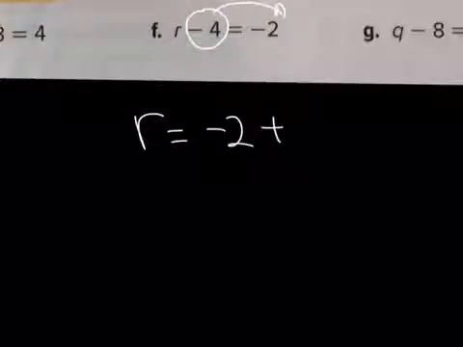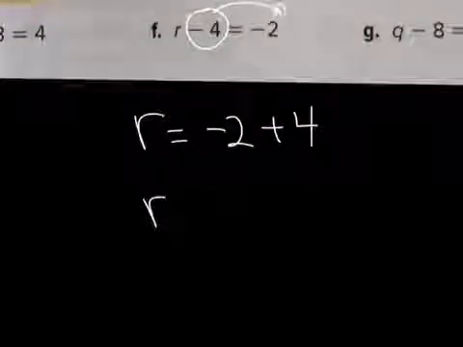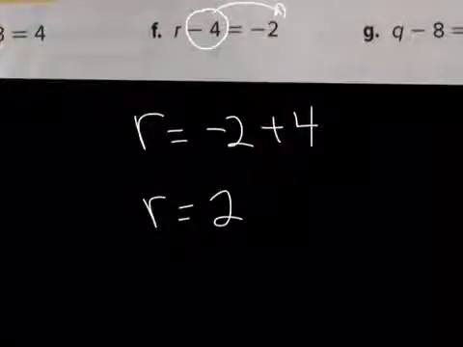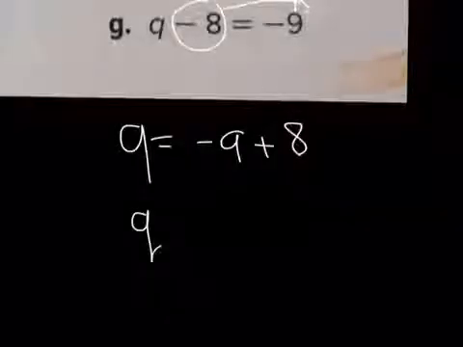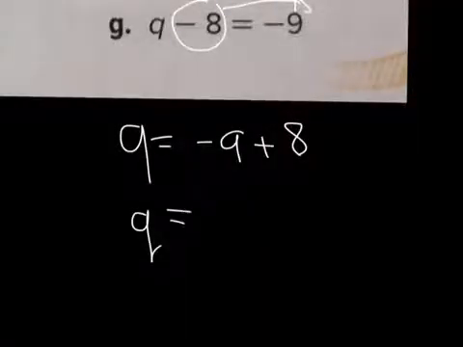Okay, let's try r. Remember, I'm going to go right ahead and isolate the variable. So I have r equals, it's minus 4 on this side, so it's going to be plus 4 on the other side. Negative 2 plus 4 is 2. There we go. And q. I isolate q by itself. So I'm going to take this minus 8 and bring it over to the other side, so it's going to become plus 8 now. So now I have negative 9 plus 8. q equals negative 1.